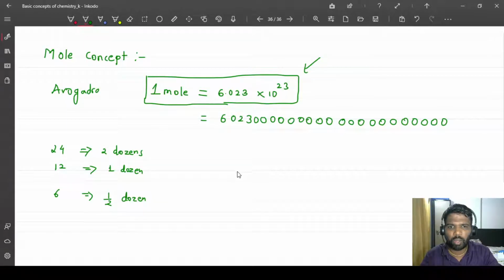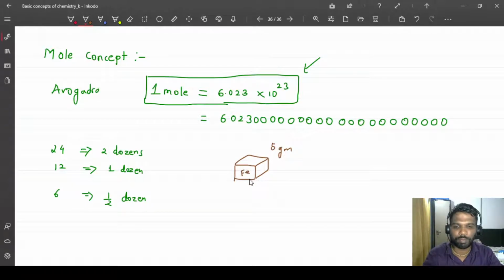Let us consider a very small block of iron, weighing around 2 to 5 gram, or let's take it to be around 5 gram. This whole solid thing is made up of Fe. Let's say this dimension is 1 centimeter by 1 centimeter by 1 centimeter, a very small cube of iron. Can you tell me how many dozens of atoms will be there?